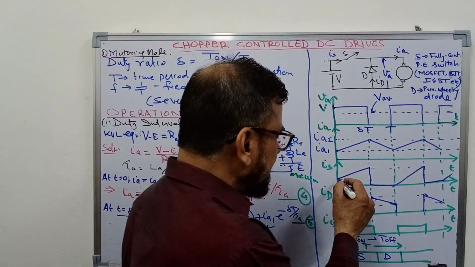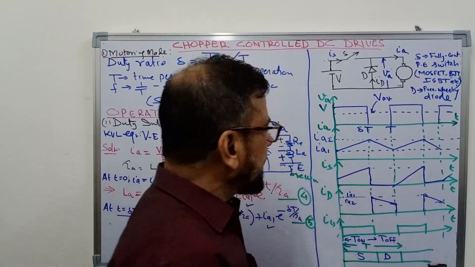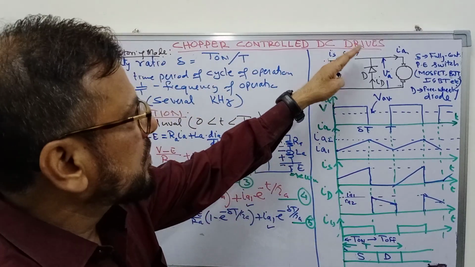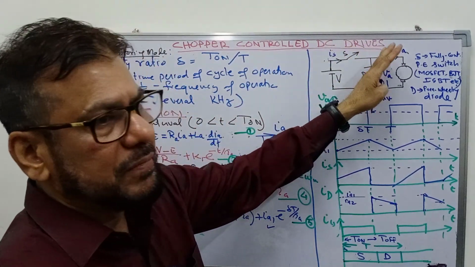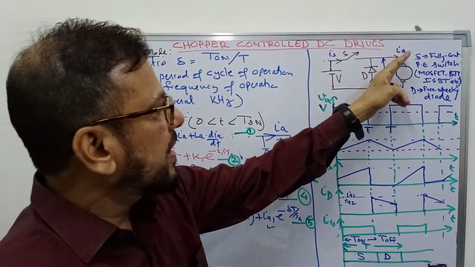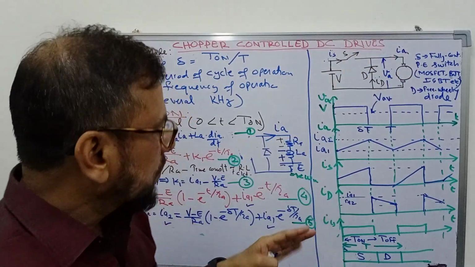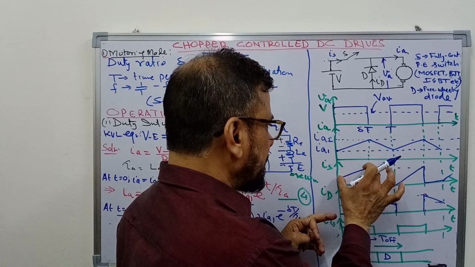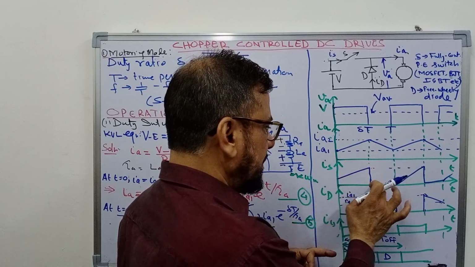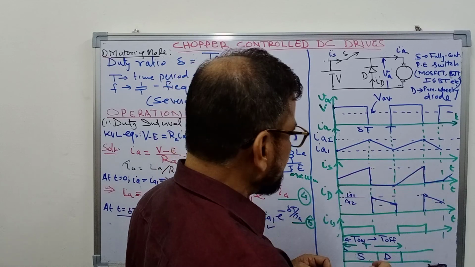I have shown here the source current also. You can say that when the switch is closed, current flows through the switch, and when the switch is turned off, the armature current flows through the diode. So you can say that the source current will be like this. This part of the current flows through the source. So this is the waveform of the source current.